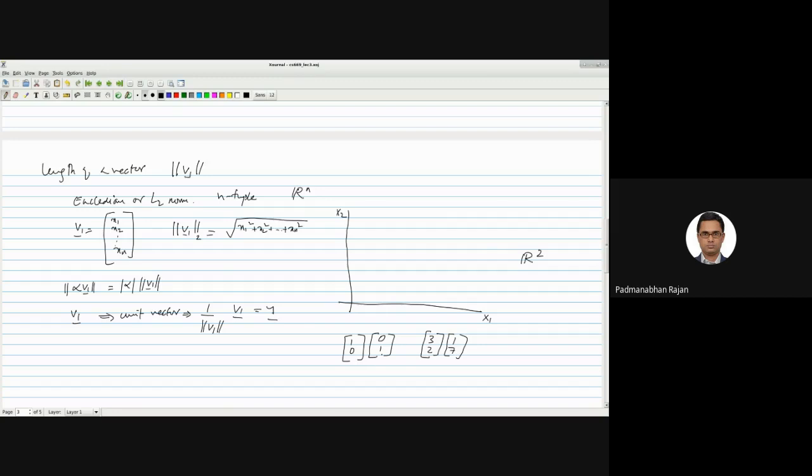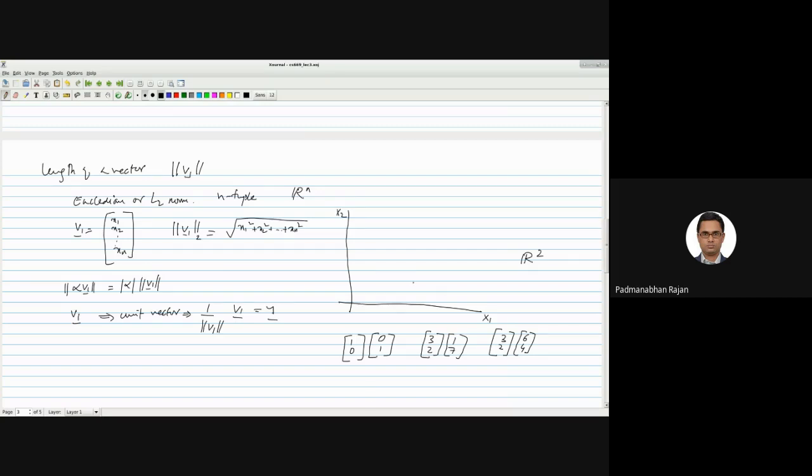Whereas [3,2] and [6,4] is not a basis, because these two elements of this set are linearly dependent. Okay, so you guys know all this.